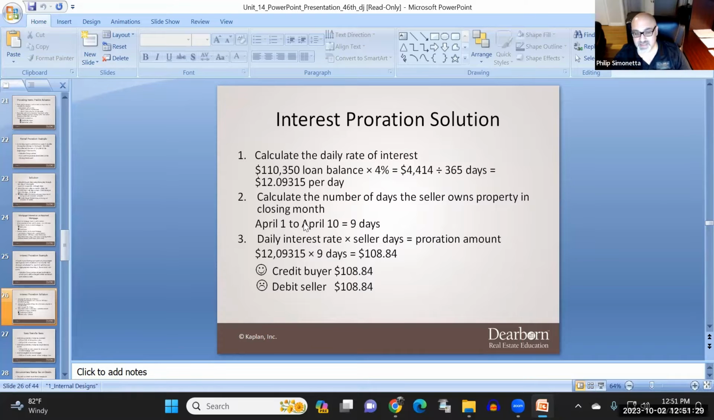Again, on a test, they'll show you 10 days too, because if you get the days mixed up and don't realize that it's the seller's days, that answer will be there too. So you have to make sure you know it's seller days, right?